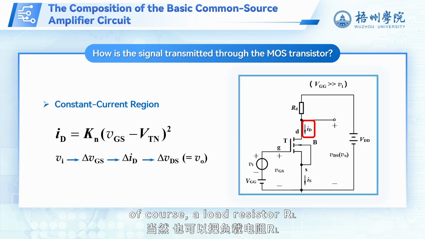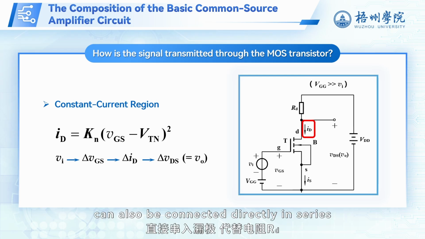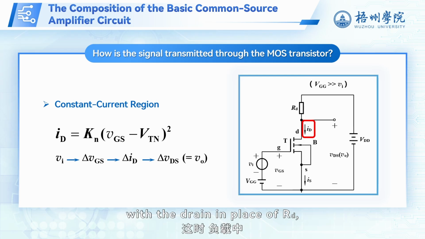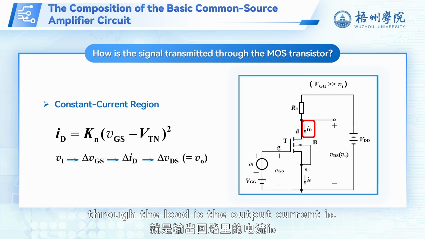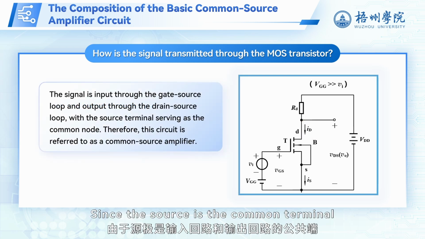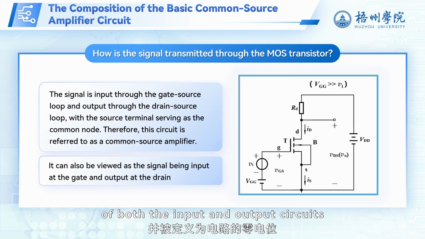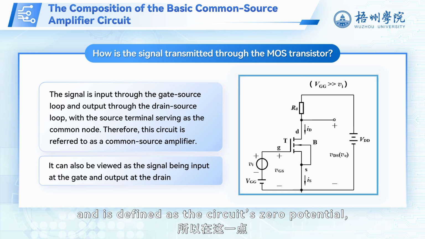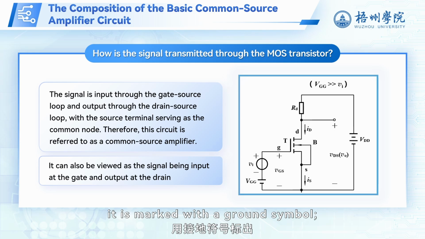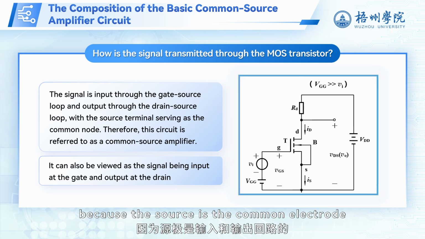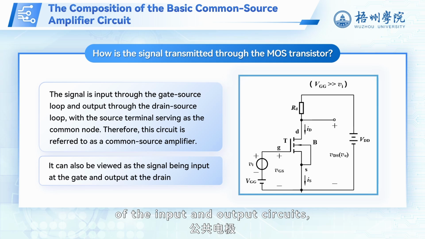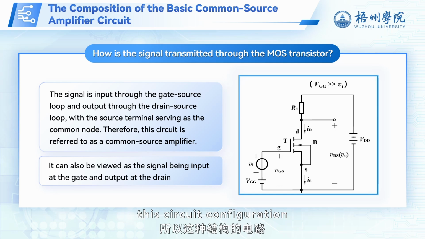Of course, a load resistor R_L can also be connected directly in series with the drain in place of R_D, in which case the current flowing through the load is the output current I_D. Since the source is the common terminal of both the input and output circuits and is defined as the circuit's zero potential, it is marked with a ground symbol. Because the source is the common electrode of the input and output circuits, this circuit configuration is called a common source amplifier.